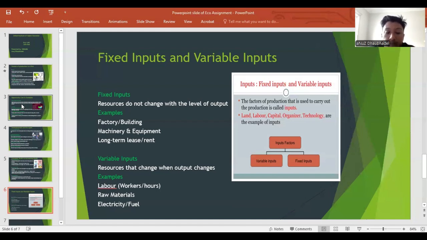And now the variable inputs. Variable inputs are resources that change directly with the level of output. When production increases, firms use more of these inputs. When production falls, they use less. These are flexible short-term inputs and can be adjusted quickly based on customer demand and production needs.